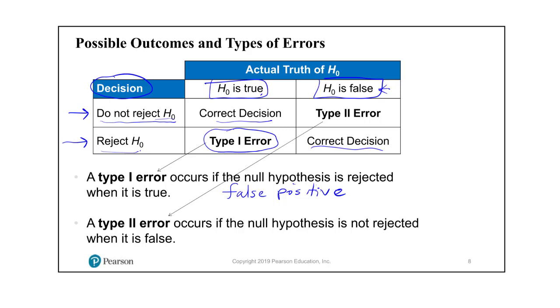The other possibility of making an error is the type 2 error, where you should have rejected it, but you didn't. You should have rejected H0, and you didn't, but it was false, and that's why you should have rejected it, but that's your type 2 error. And this is a false negative.